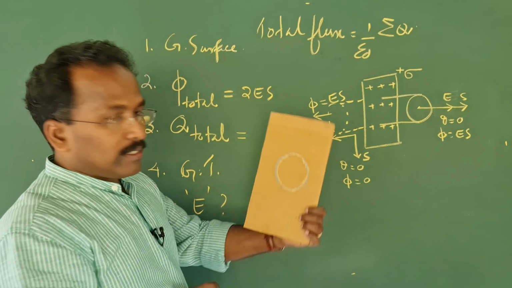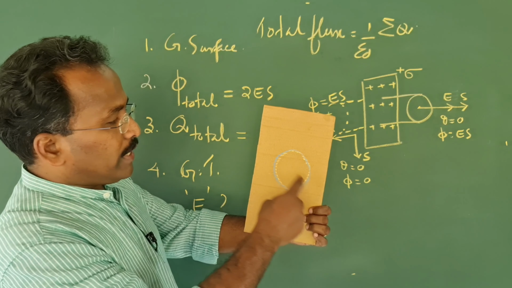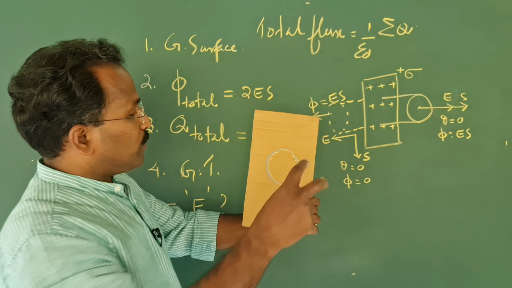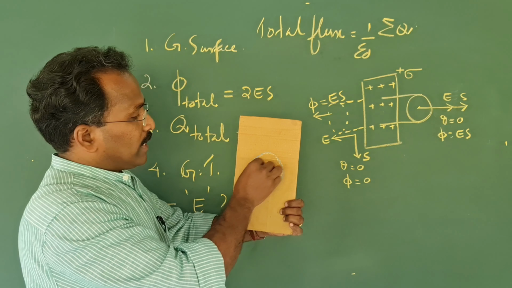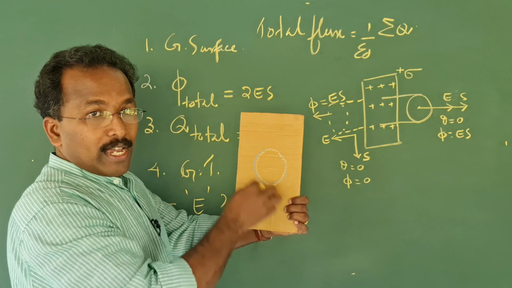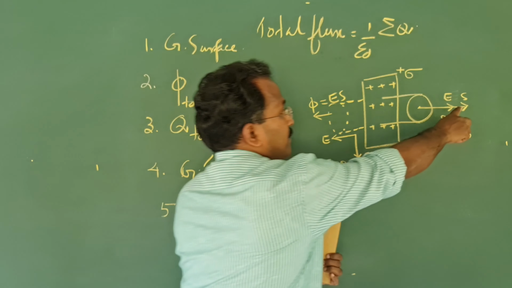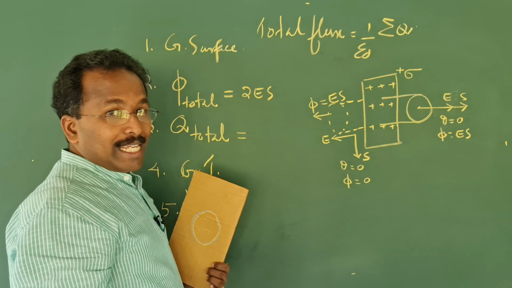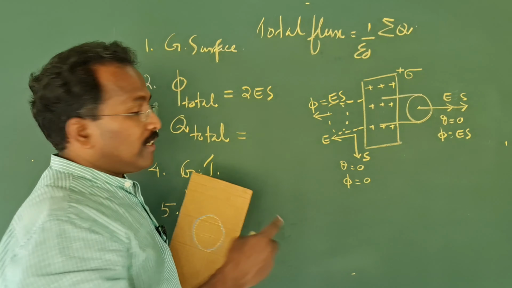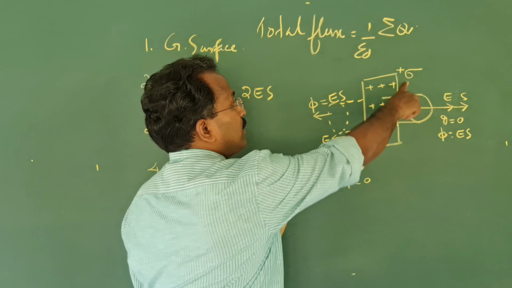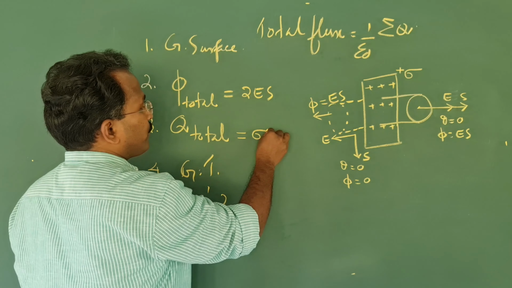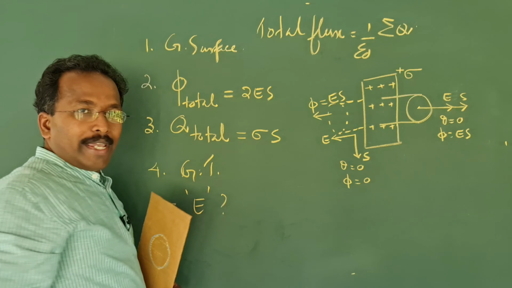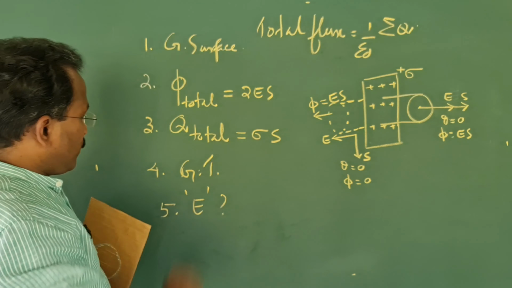Total charge is, this is how the Gaussian surface pierces the sheet. So Gaussian surface actually includes this much of area. That area is S. And in that S area, how much charge is there? In 1 meter square, this much charge was there. So the charge in Gaussian surface will be sigma into S. So that step is over.